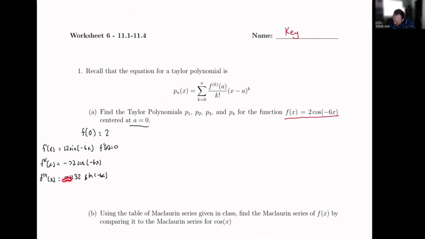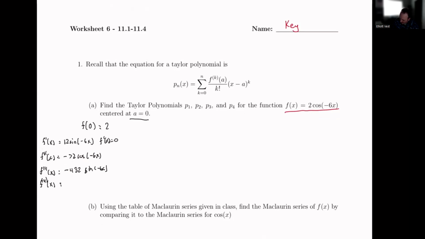And it stays negative because the chain rule will give me a negative, but the derivative of cosine is a negative. So negative times a negative is a positive, and it was negative to begin with. So negative, negative, negative becomes negative. And lastly, the fourth derivative. One more derivative, we're going to have a negative again. So what is 6 times 432? 2,592 cosine of negative 6x, like that.